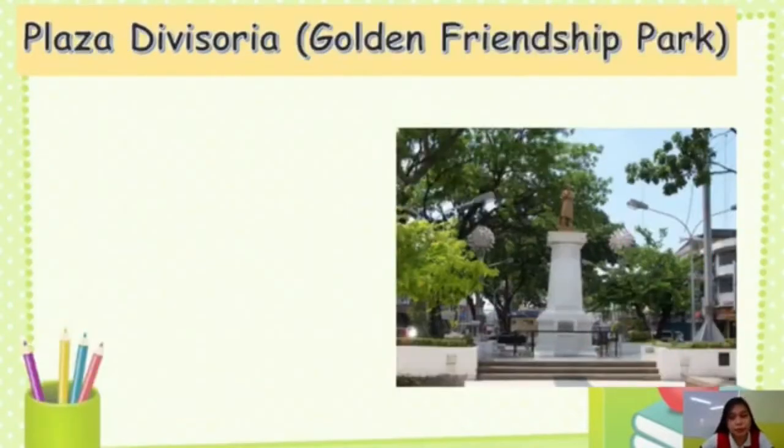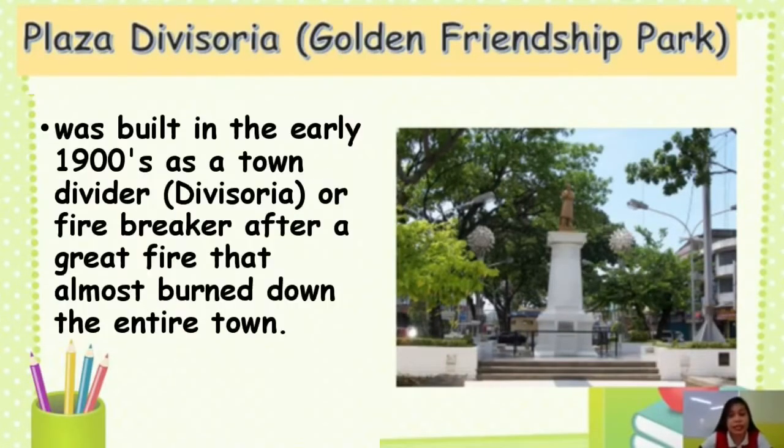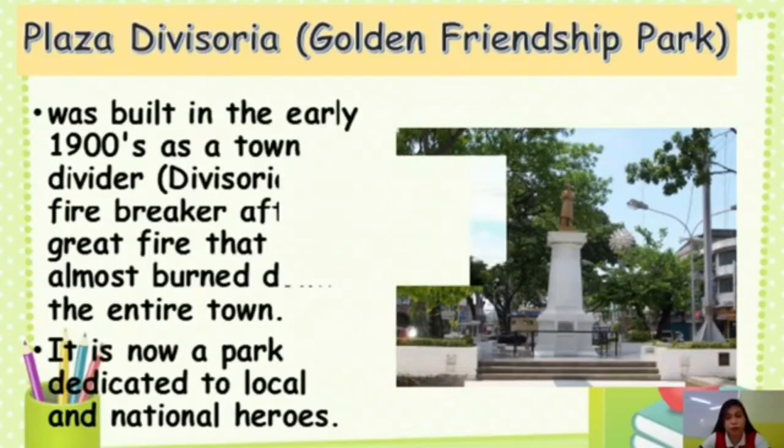1900s. And next we have here the Plaza Divisoria, also called the Golden Friendship Park. This was built in the early 1900s as a town divider or firebreaker after a great fire that almost burned down the entire town. And it is now a park dedicated to local and national heroes.